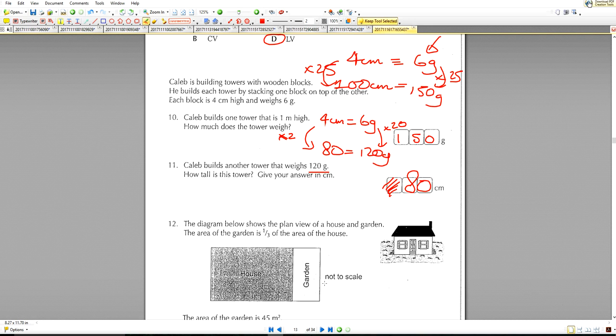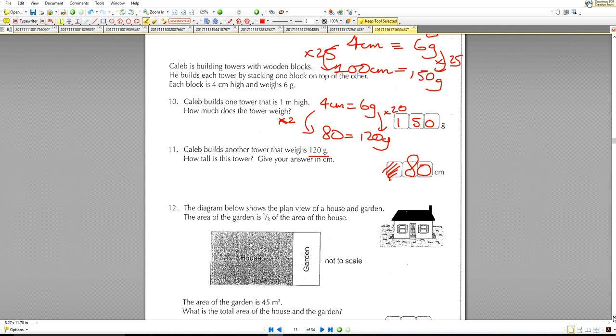Question number 12, the last question. We have the diagram below shows the plan view of a house and a garden. Plan view means looking from the top, as though you had a drone, one of those little drones used for wedding photography and making all the nice, lovely videos. So we have here the house, the garden. It says not drawn to scale, which means that you do not measure anything.